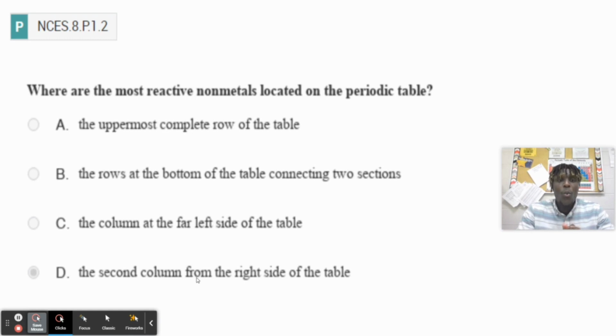Question number 4. Where are the most reactive non-metals located? What did we say? It is the second column from the right. Wonderful. Look at your periodic table and identify the second column from the right.